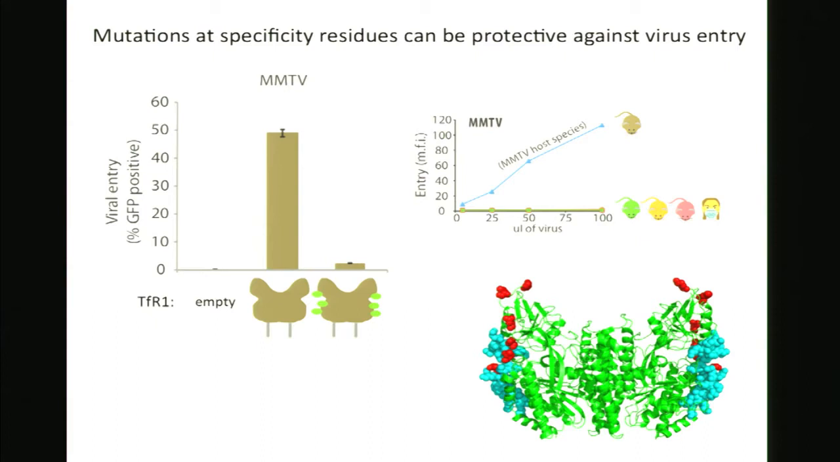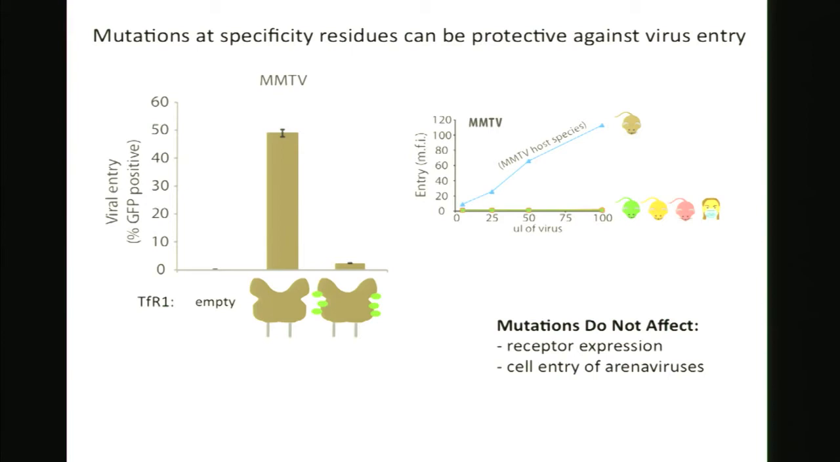I'm not going to show you all the controls, but I'll just tell you these mutations do not affect receptor expression. Remember, we've got that live cell assay to monitor that. They also do not affect cellular entry of arenaviruses, the other viruses that contact the upper part of this receptor. Okay, so this explains why mutations at specificity residues are selected for, because they offer a protective effect against virus entry. Just 3 mutations. If Mus musculus had these 3 amino acids instead of the 3 that it does, MMTV probably wouldn't exist at all, since this is its only host.